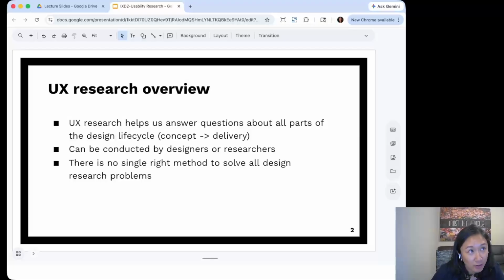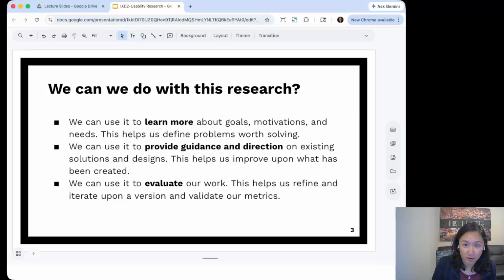However, I do want you to know that there's no single right method to solve all design research problems. There's not a one size fits all. It's very specific to where you are in the design lifecycle, what your questions are, and how you formulate that study to help you answer those questions. So you can do a lot with user research. You can use it to learn more about your target user base and their goals and motivations and needs. This can help you land on decisions like if the problem you're trying to solve is worth solving.